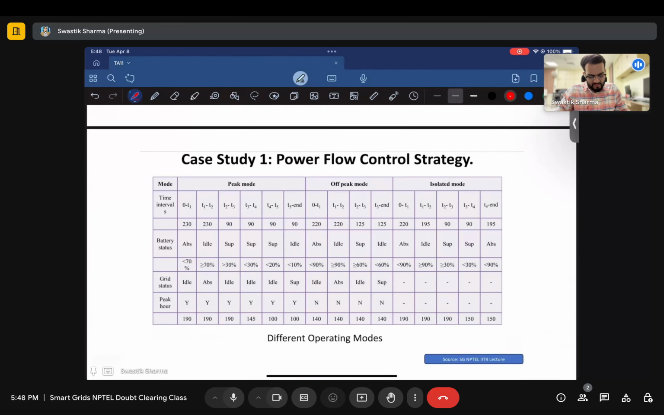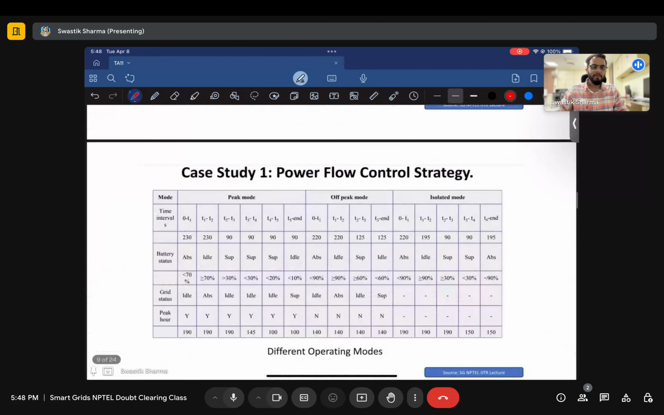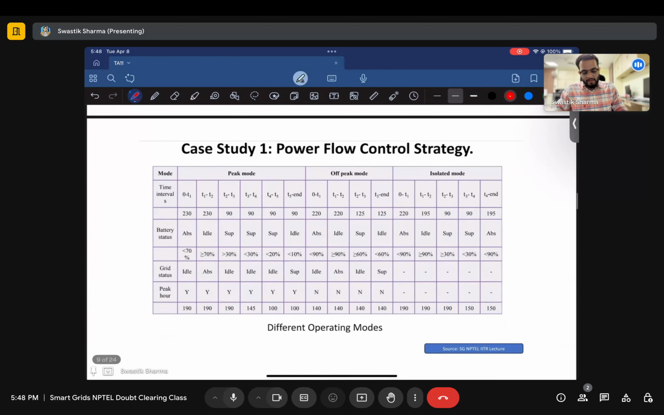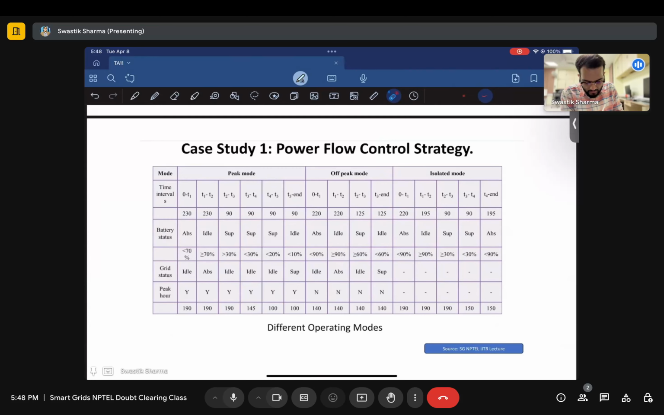So the first case study they discussed was PFCS, right? How the power flow control strategy is being implemented, and they did it via CHIL validation. They simulated the three modes: peak mode, off peak mode, and isolated mode. In all of these modes, they modeled the battery status as either absorbing, idle, or supplying, and they took grid status as either idle, supplying, or absorbing.